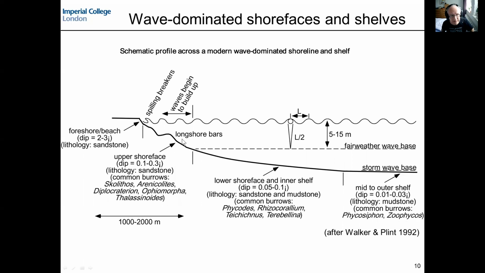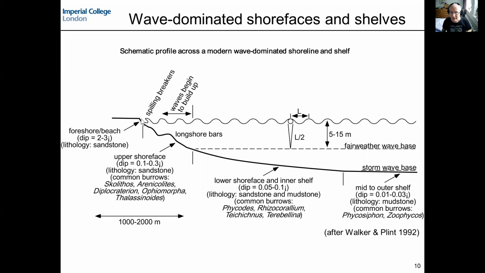Once we move into shallower water above the fair weather wave base, this then becomes the upper part of the shore face. And here we see the effects of waves that are acting all the time, these fair weather waves. That can generate bars. We'll say more about those, and those bars can migrate, move laterally along the shore face. And then the waves spill over and they break against the foreshore or the beach. That's associated with the highest energy in this shore face system.